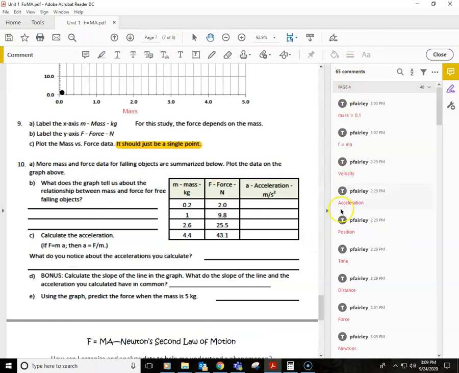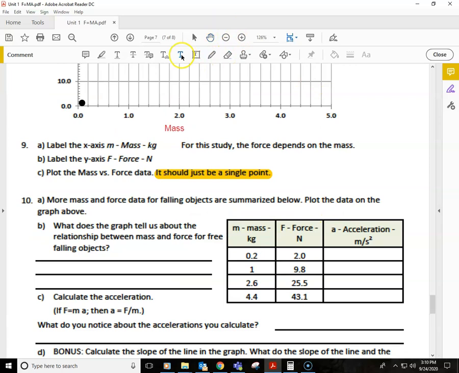I need to be able to write again. I want to get rid of this. There's my writing thing. What did we say it was? It was 10, wasn't it? Sometimes it takes a minute for this thing to wake up when you switch from one set of commands to another. There we go. So that was 10. Then we have 1 and 9.8. Divide, right? Force divided by mass. 9.8 divided by 1. 25.5 divided by 2.6. Okay?